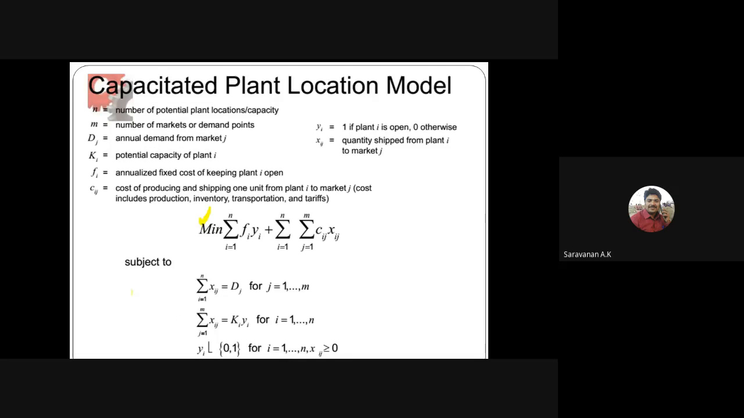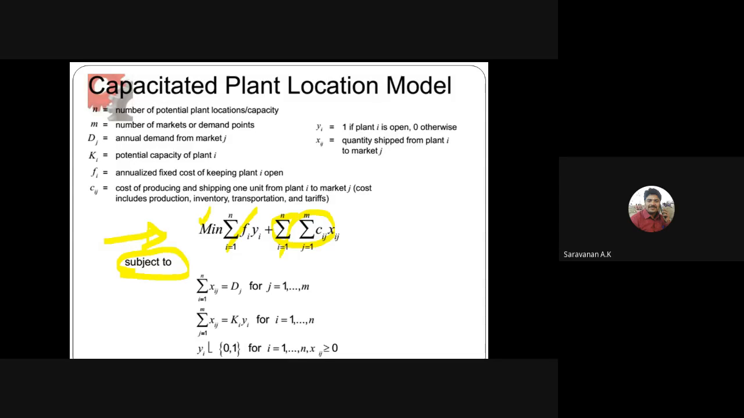Every program, every objective function, will be subject to some constraints. Here I can give three constraints. So what are the constraints? The main objective function is to minimize the total cost. In this total cost we have two costs: one is the fixed cost, and the other is the variable cost. The summation of these two is the total cost. So our objective function is to minimize the total cost.